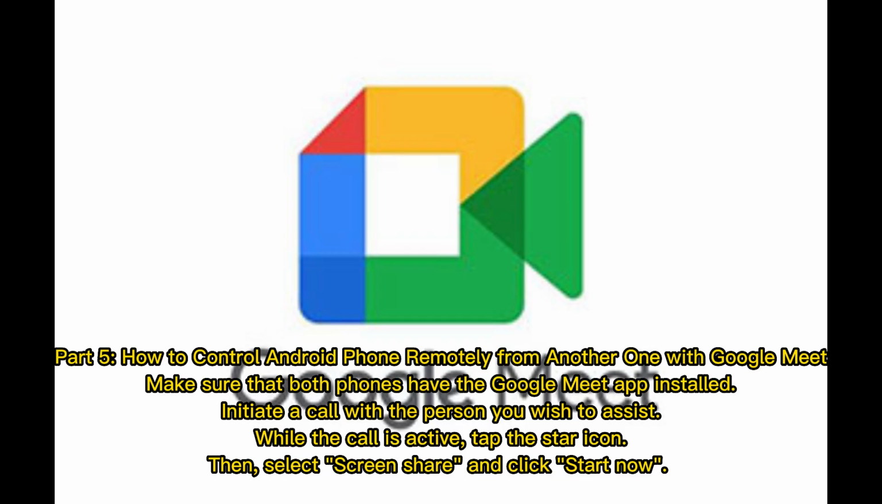Part 5. How to control Android phone remotely from another one with Google Meet. Make sure that both phones have the Google Meet app installed. Initiate a call with the person you wish to assist. While the call is active, tap the star icon, then select Screen Share and click Start Now.